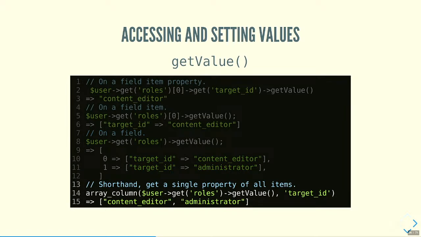One common useful case is that you use the array column function to basically get all the target ID values from multiple field items at the same time. Then you don't need to do a loop and collect them. You can do it in a single line. By the way, I will also put the slides link. They're online, so you can look up those code samples. You don't have to remember everything here. I know I'm going through it quite fast.